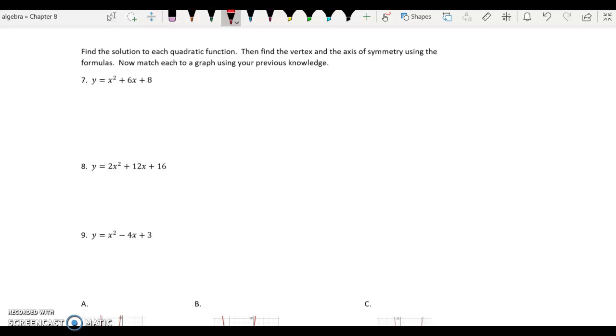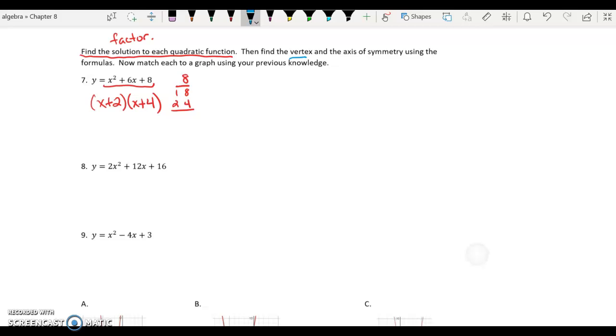So next page, it says find the solution to each quadratic function. Then find the vertex and axis of symmetry using the formulas. So the first thing I want you to do, when it says find the solution, we're going to change that to factor for right now, so we can see a pattern. Look at this and factor it. We've done this before, so what's going to multiply to give me 8 and add up to 6? From my list of factors, I know it's 2 and 4, so I'm going to rewrite this as x plus 2, x plus 4.